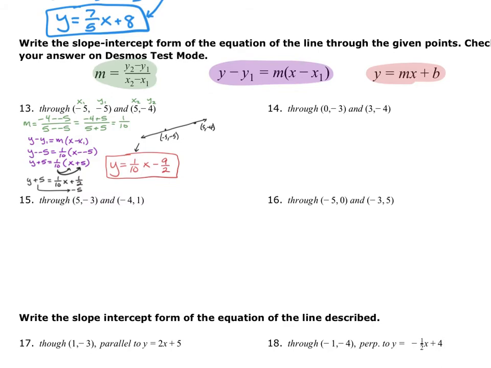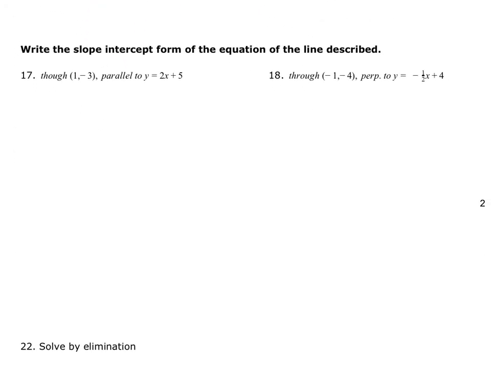Now, number 17 and 18 ask you again to write the slope-intercept form of the equation of the line as described. If we look at them both for a second here, we see that one of them says it needs to be parallel to a line and one of them needs to be perpendicular. Hopefully you remember that parallel lines have the same slope. So the slope we're going to use is the same, or 2. But hopefully you also remember that perpendicular lines don't have the same slope. They have opposite reciprocal slopes. So if this slope is -1/2, its opposite reciprocal is positive 2/1, or 2.